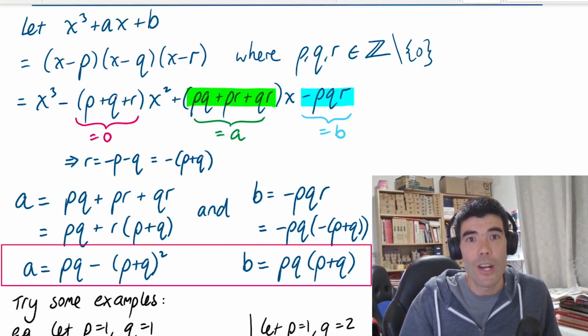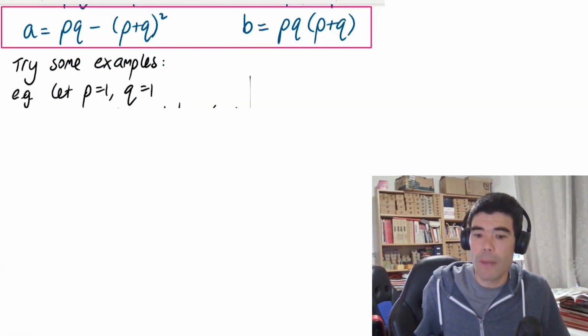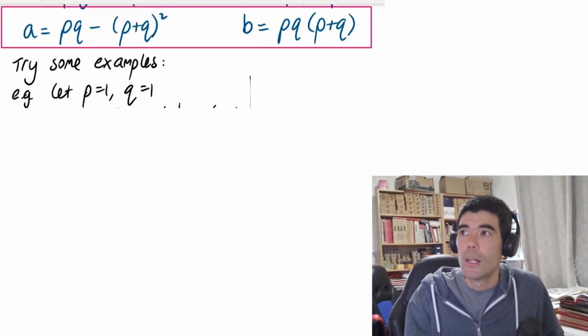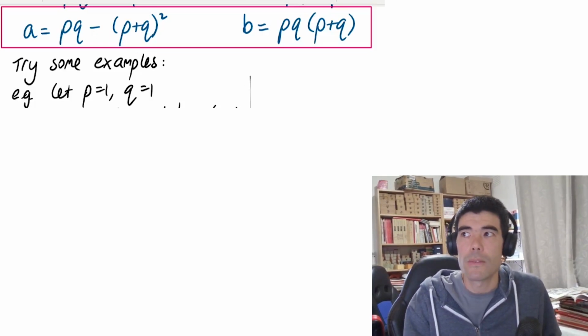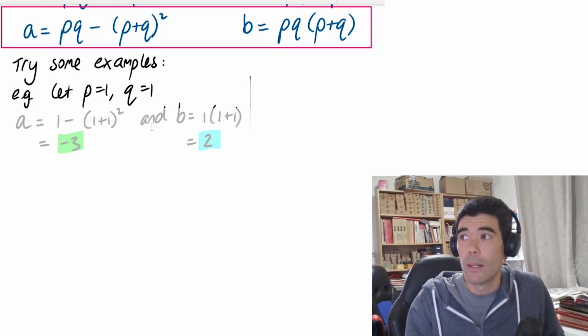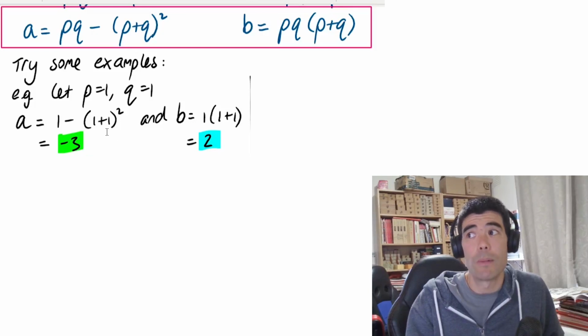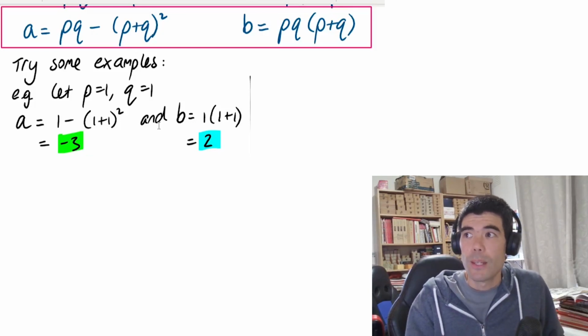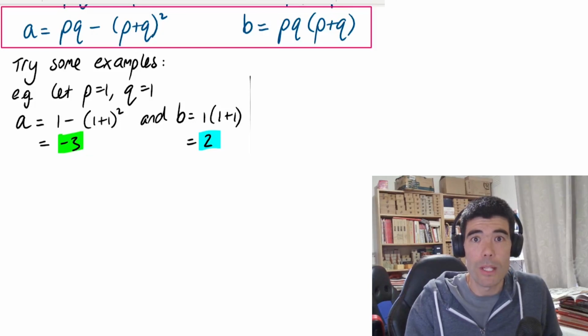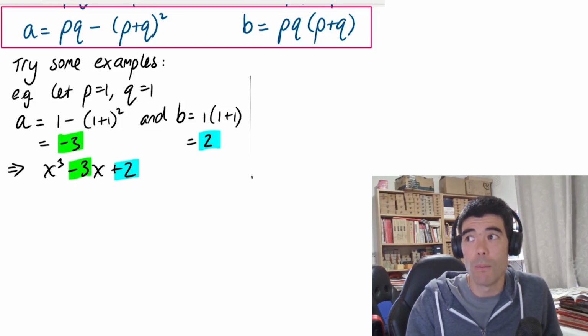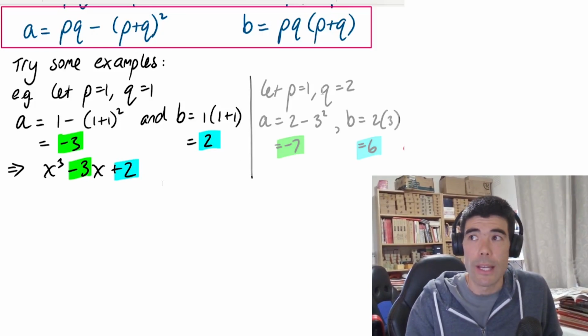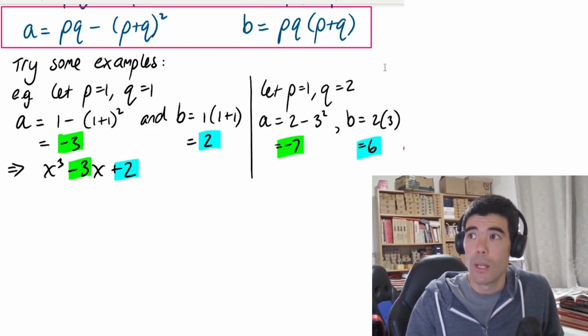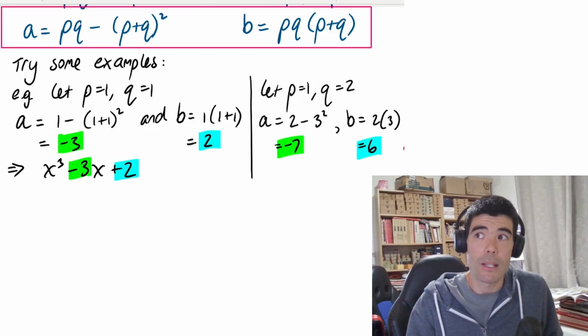For me, this is where I'd try some examples, see if I can notice some patterns. So for any integer values of p and q, there's always going to be an a and b that this works for. So for example, if p is 1, q is 1, we get a is 1 minus (1 plus 1) all squared, which is negative 3. b is 1 times (1 plus 1), which is positive 2. So the cubic x cubed minus 3x plus 2 must have 3 integer solutions. Take another one, say p is 1, q is 2, we get a is negative 7 and b is 6.